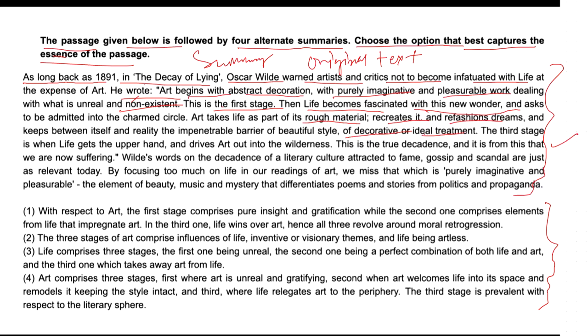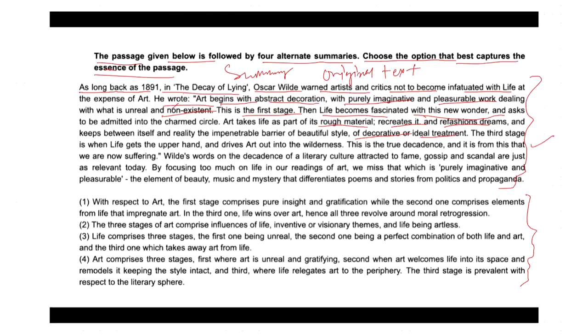The third stage is when life gets the upper hand and drives art out into the wilderness. This is the true decadence, and it is from this that we are now suffering. Oscar Wilde's words on the decadence of a literary culture attracted to fame, gossip, and scandal are just as relevant today. By focusing too much on life in our reading of art, we miss that which is purely imaginative and pleasurable, the element of beauty, music, and mystery that differentiates poems and stories from politics and propaganda. Now we have just read the text.